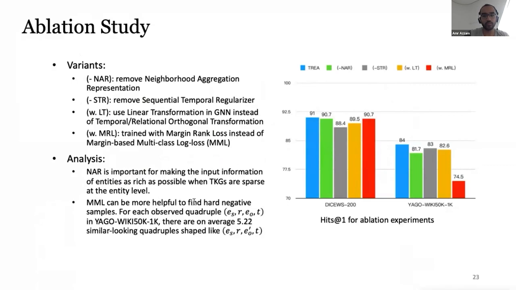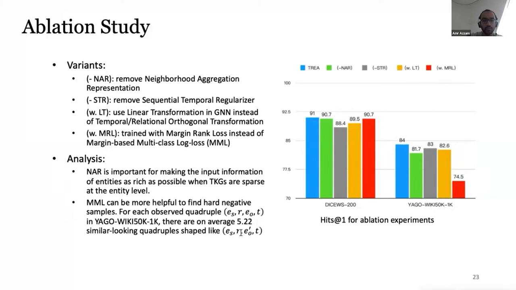The experimental results of the ablation study show that the effects of NAR and MML are more significant on YagoWiki 15K datasets. NAR is important for making the input information of entities as rich as possible when temporal KGs are sparse at the entity level. MML can be more helpful to find hard negative samples.